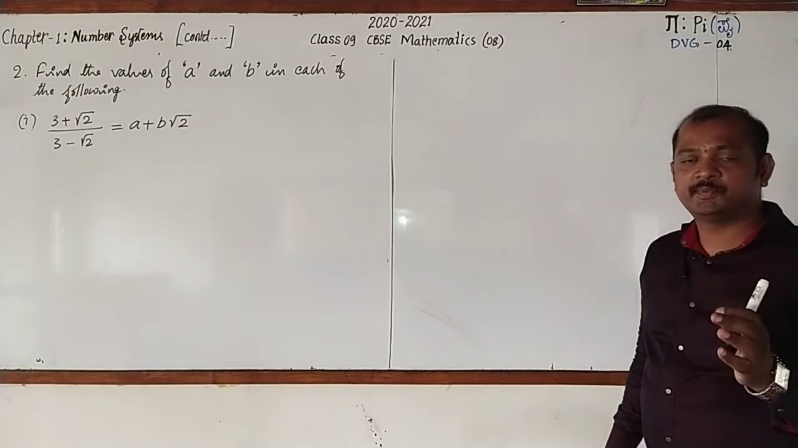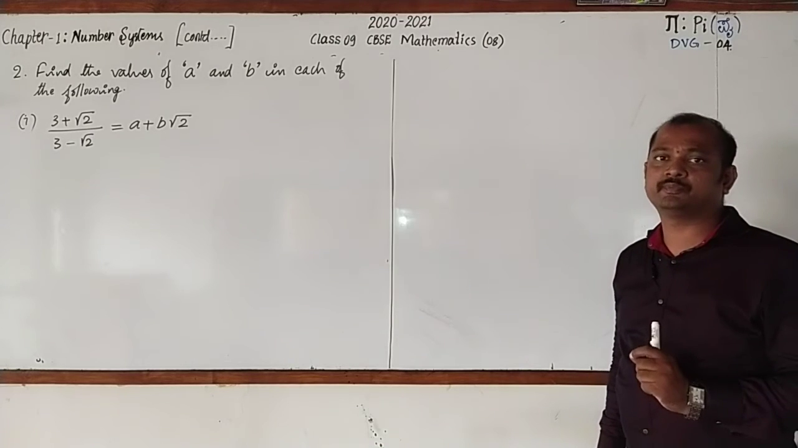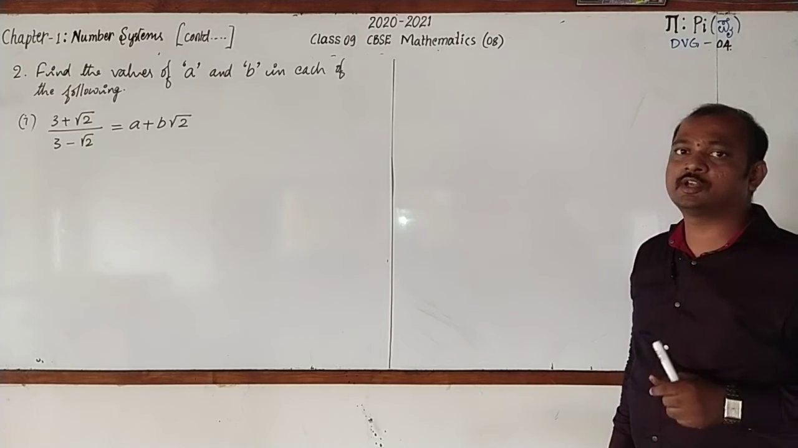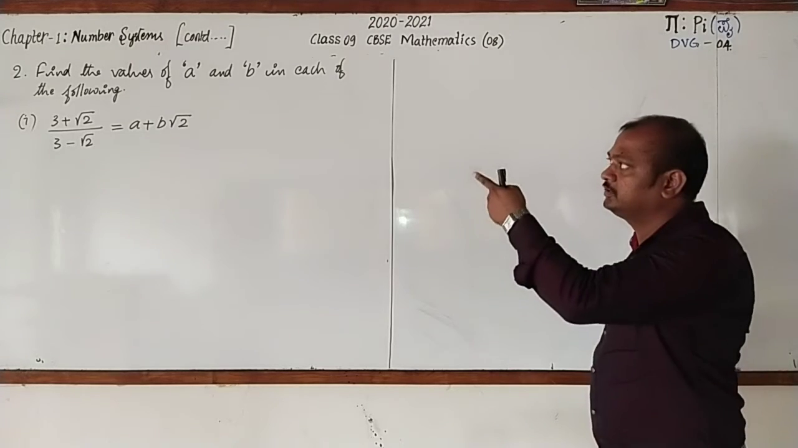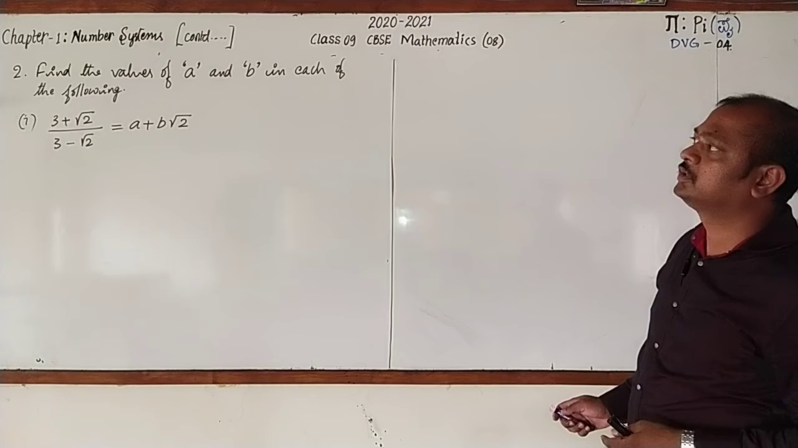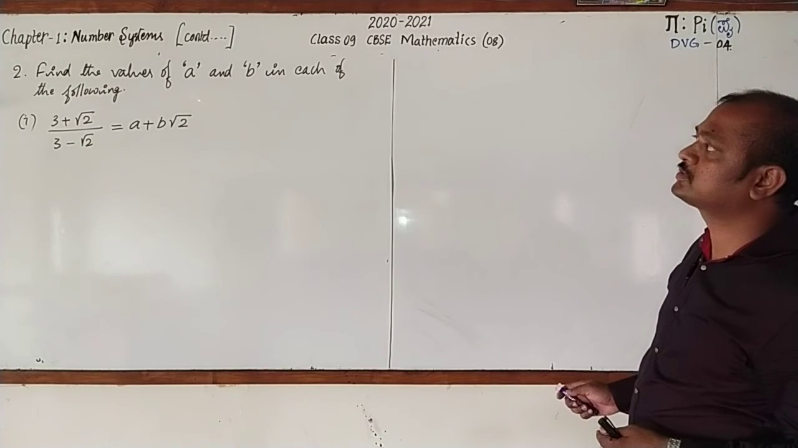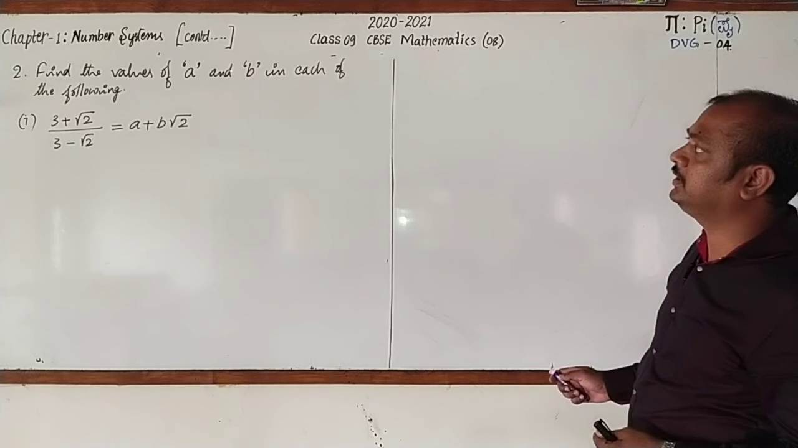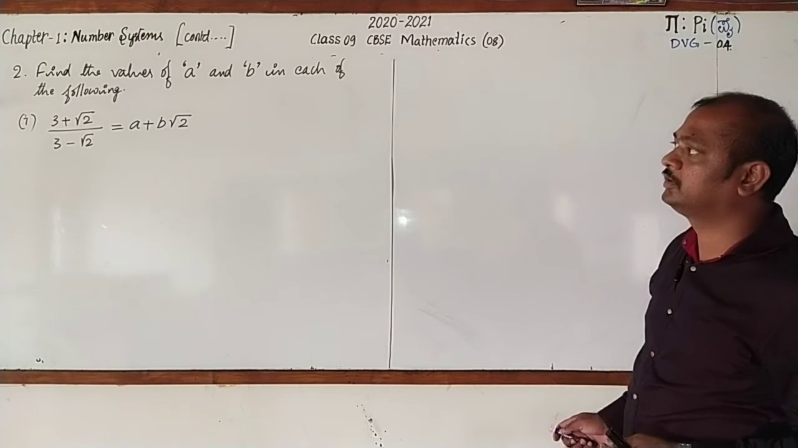Dear students, now we are moving to another very important type of problem. It is an applied question also. Whatever we have learned so far, its continuation is here. Just go through that second question. Find the values of A and B. See that? A and B in each of the following.